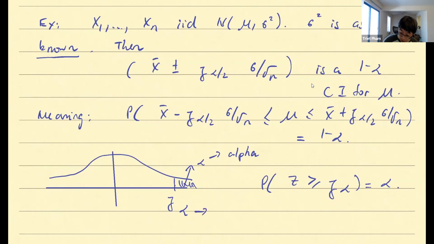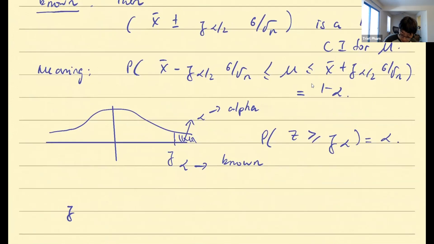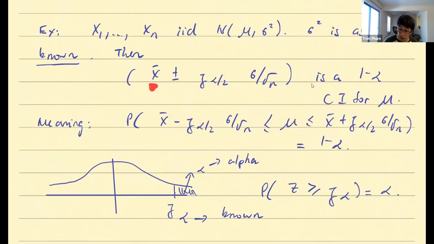It is a known value. Don't quote me on this, but I think something like this is true. Those are typical values, but you know what I'm talking about. You can look it up in a Z table. So the point being is that here X bar is the sample statistic. All of these are known values because I assume sigma squared known. Then this is the left point of my confidence interval, and this is the right point of my confidence interval.